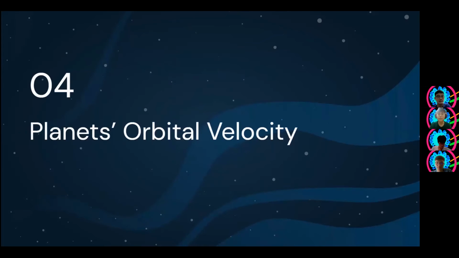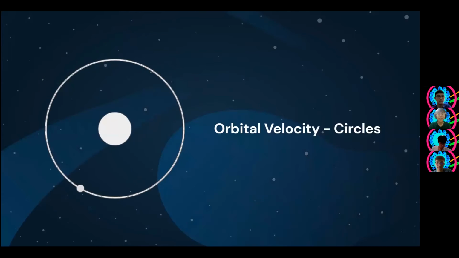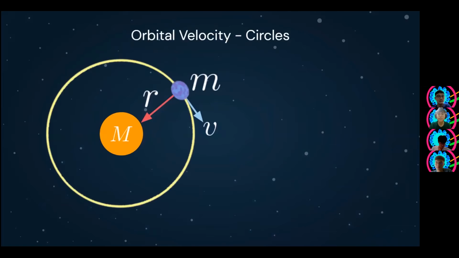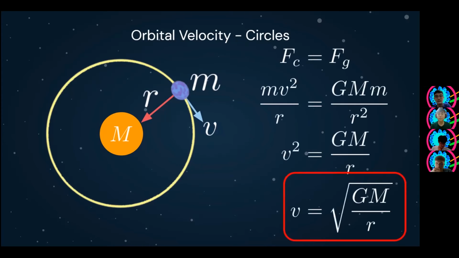So we've talked about the force keeping it in a circle, but how fast are they moving? Let's look at circles first. We've established that centripetal force must be present for circular motion, but for planets, the only real force that exists is gravity. So these two must be equal to each other. After some derivation, we'll get this formula for orbital velocity.